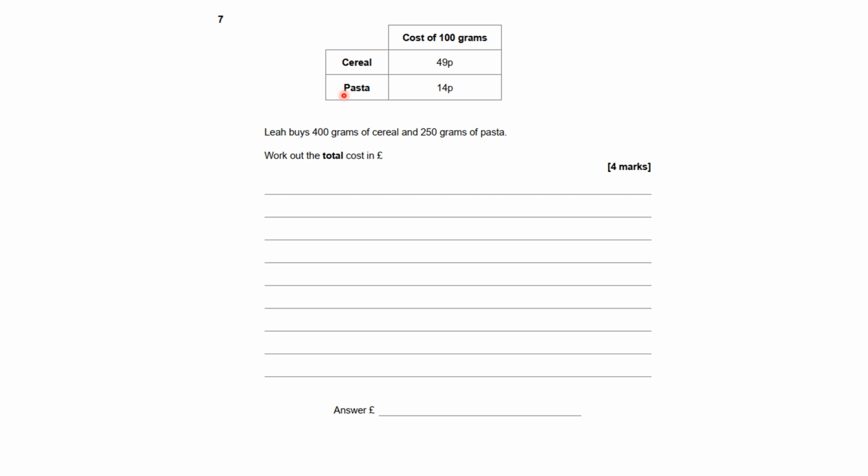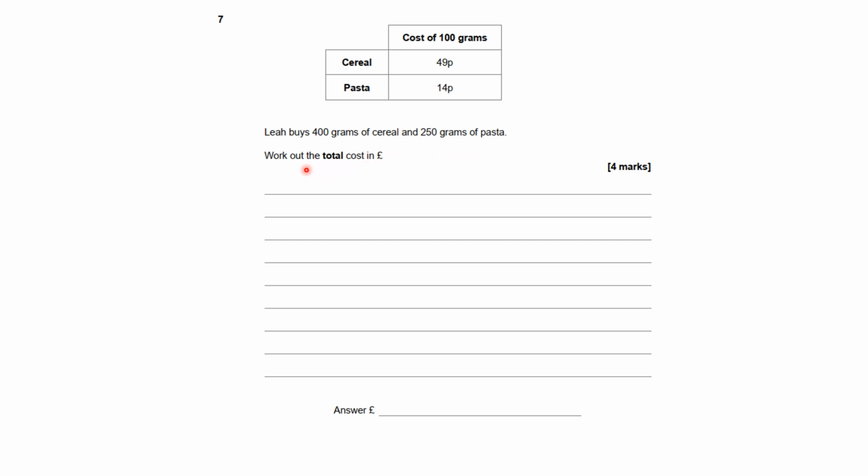So it looks like we've got 2 different things here, cereal and pasta, so 2 different foods, and the cost of 100 grams. So cereal is 49 pence per 100 grams, and pasta is 14 pence per 100 grams. That sounds quite good. So Leah buys 400 grams of cereal and 250 grams of pasta. So we need to work out the total cost in pounds.